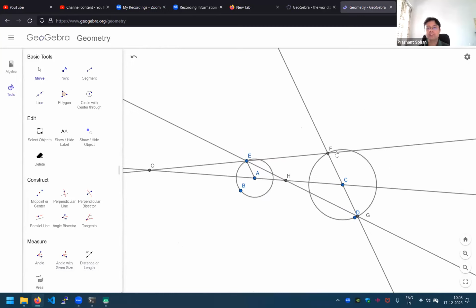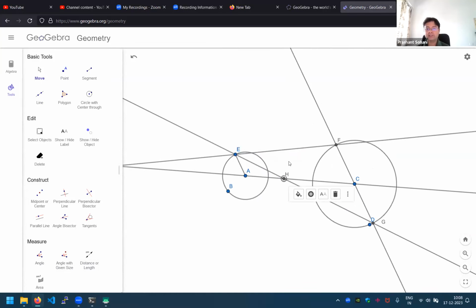So AE becomes CF directly without changing direction. But if you take H as the center, then it is a negative ratio. So AE becomes CD. So the direction is flipping, right? If AE is pointing upwards, then CD is pointing downwards.